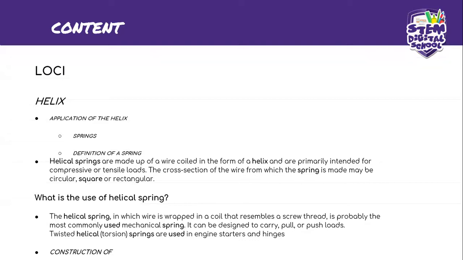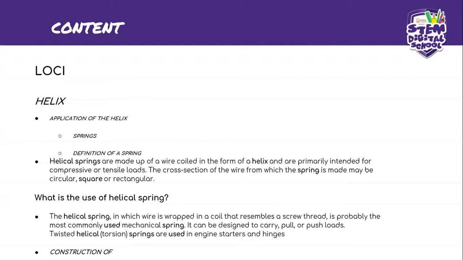Helical springs are made up of a wire coiled in the form of a helix and are primarily intended for compressive or tensile loads. The cross-section of the wire from which the spring is made may be circular, square, or rectangular. Right, as you can see from the highlight, we are going to focus on a square spring.